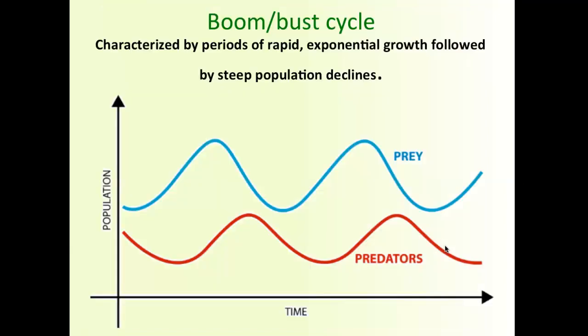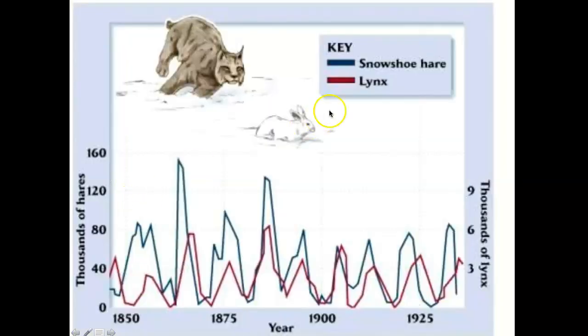All right, now let's look at the boom and bust cycle. So the boom and bust cycles happen in nature a lot because the organisms in an ecosystem are intertwined with their prey and their predators. So let's just look at this boom and bust cycle. Boom and bust means it's a cycle that's characterized by periods of rapid exponential growth followed by steep population declines. So let's look at the prey, and we can think of it like the lynx and the hare. We have the example coming up next.